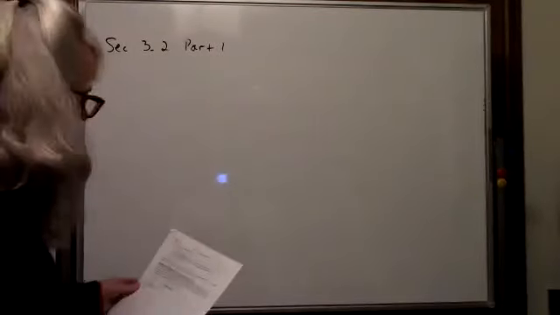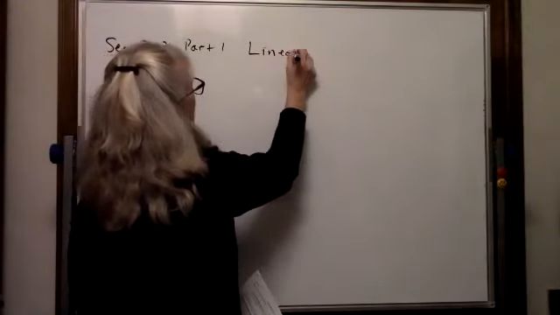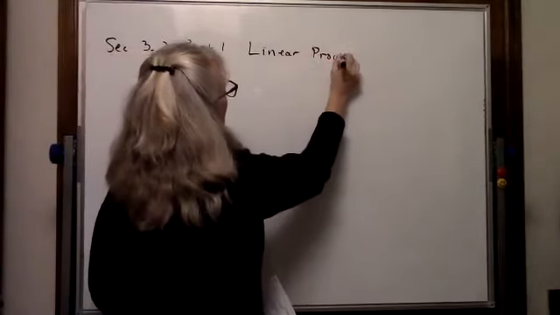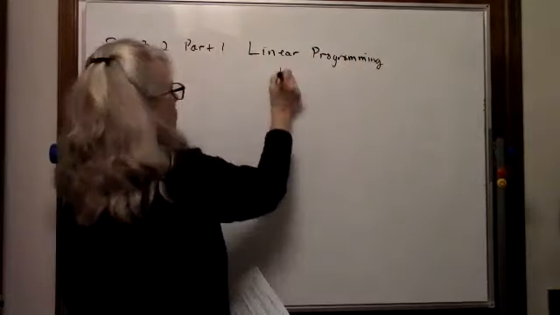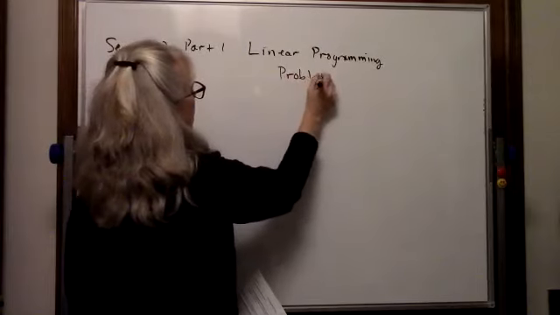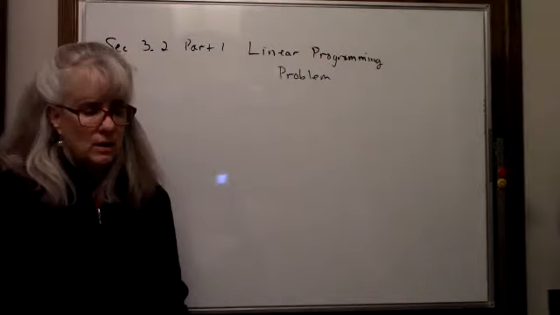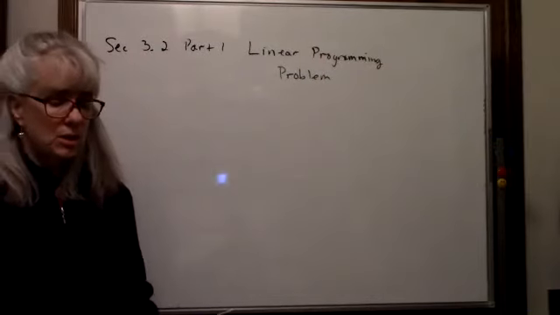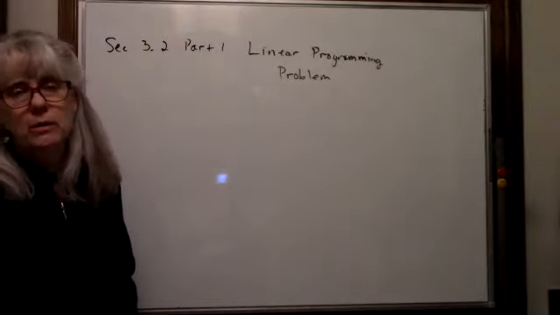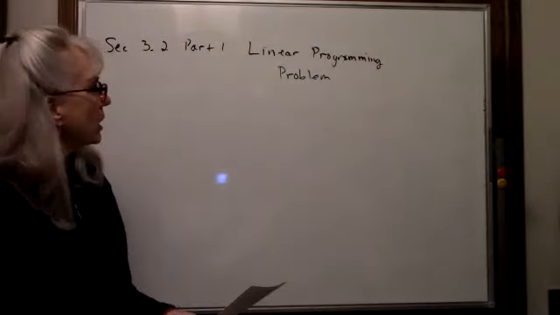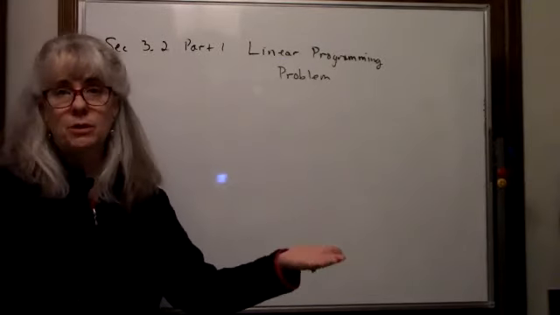In section 3.2, we actually learn what a linear programming problem is and learn how to formulate them. Your textbook's definition of a linear programming problem states it consists of a linear objective function to be maximized or minimized, subject to certain constraints in the form of linear inequalities or equations. And we'll use linear inequalities in our class. What we're going to do in this section is learn how to formulate them, and then in the next section, we'll learn how to solve them.